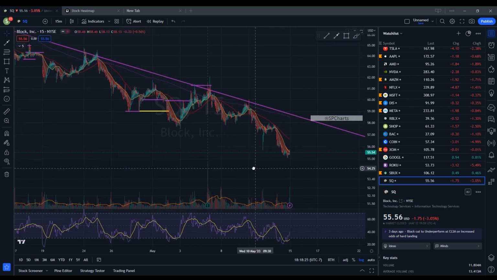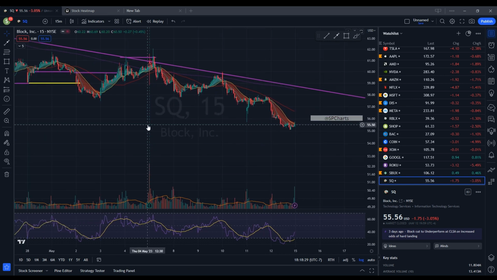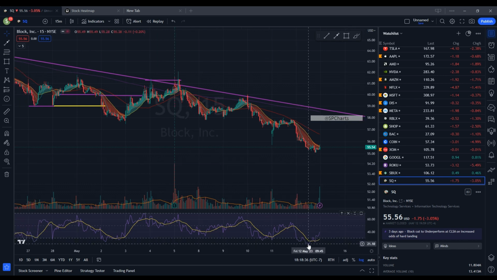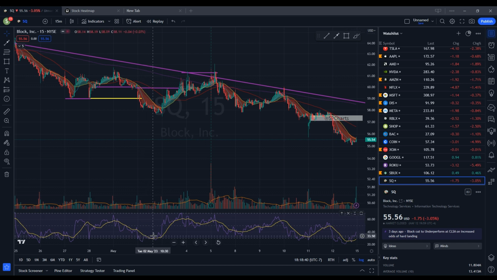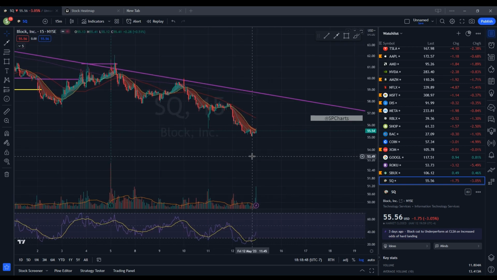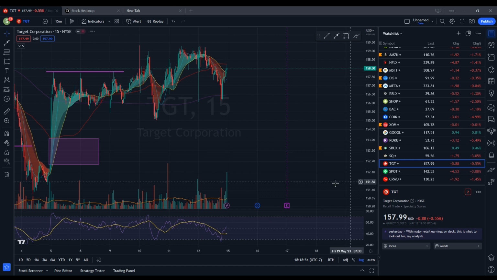Okay, let's see. Square, or I guess Block, I haven't played in quite a bit. Now let's see. It's at the bottom of the RSI, just popped back up. Let's see how this functions previously when that happens. So pop back up and then it just kind of stayed there. I don't know if I will play this. I'm gonna go ahead and skip it.